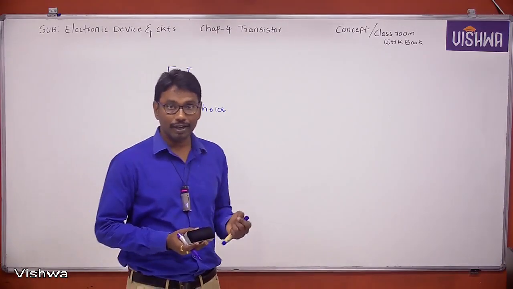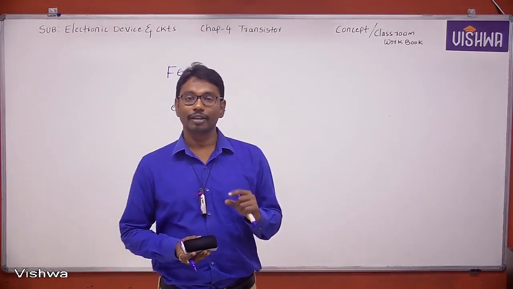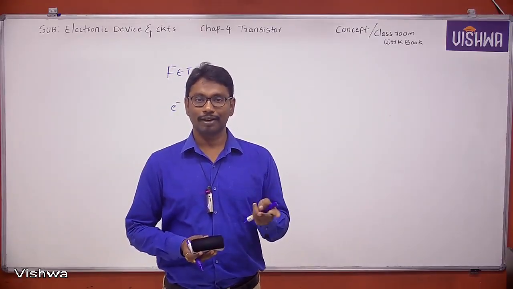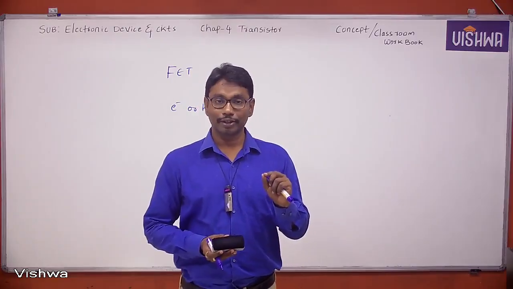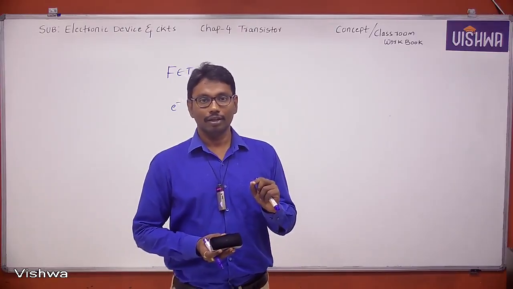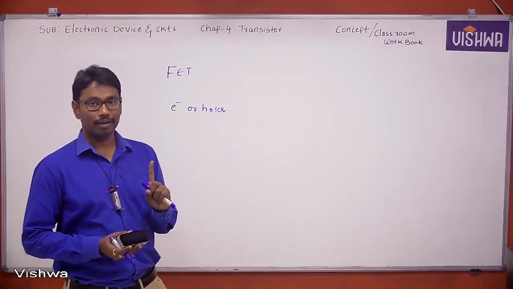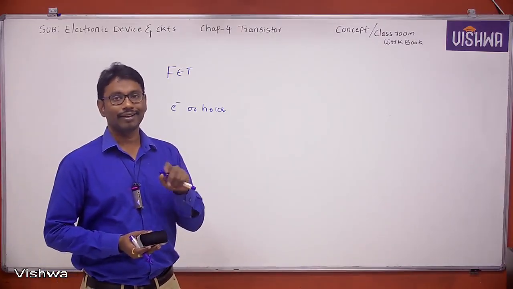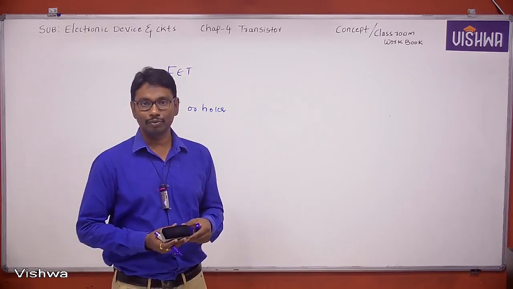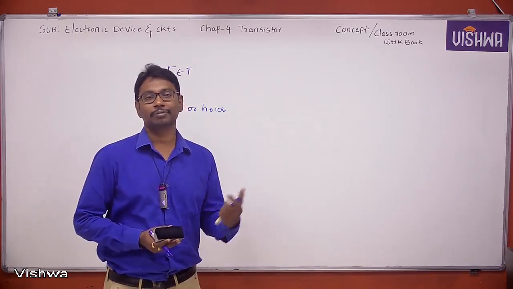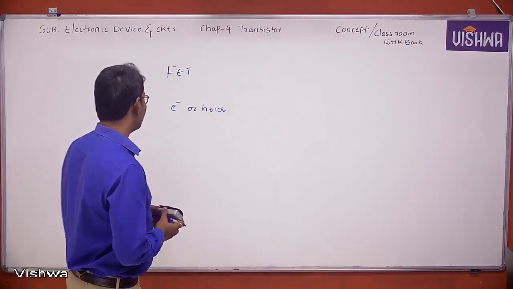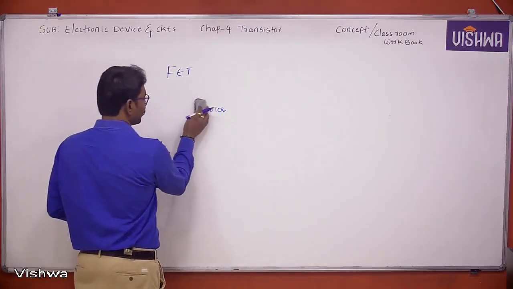Whereas in BJT, I think I already told, the carrier movement is due to two types of mechanism, that is drift mechanism and diffusion mechanism, right? But in case of FET, the carrier movement is due to only one type of mechanism, that is drift mechanism. I think I already defined what is drift and what is diffusion in my chapter 2, right? See here, coming to the classification of the FET.